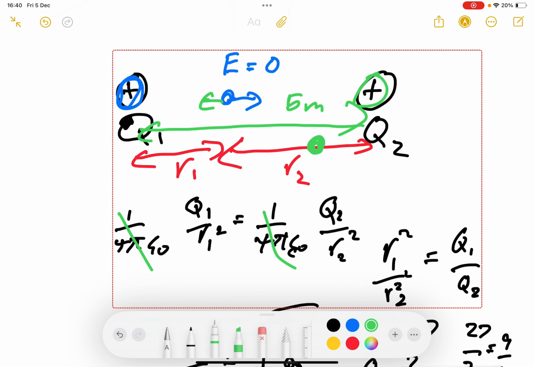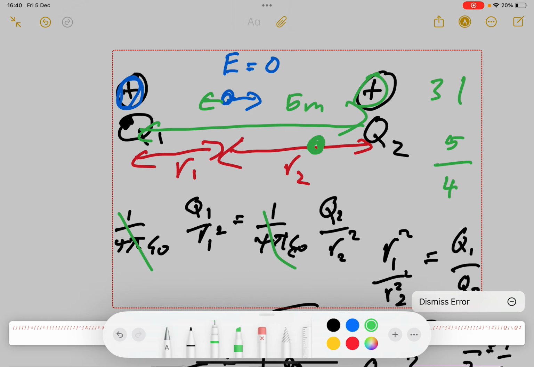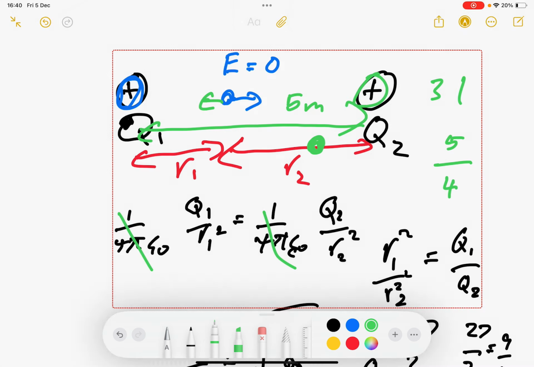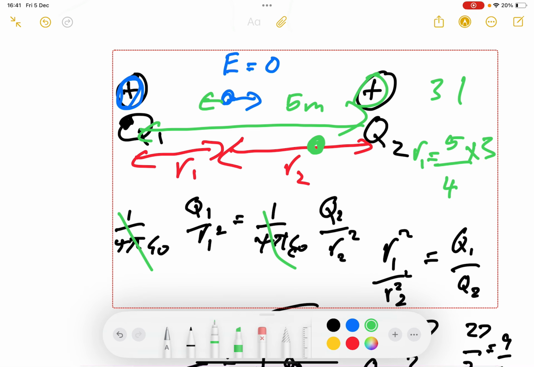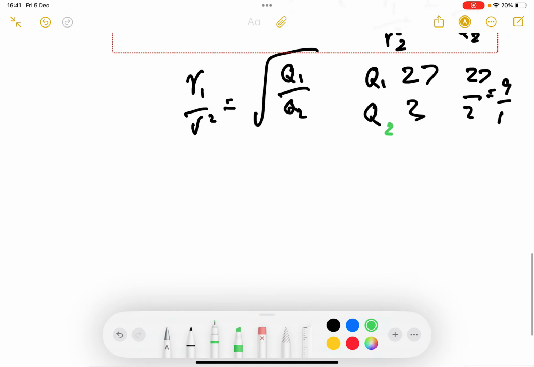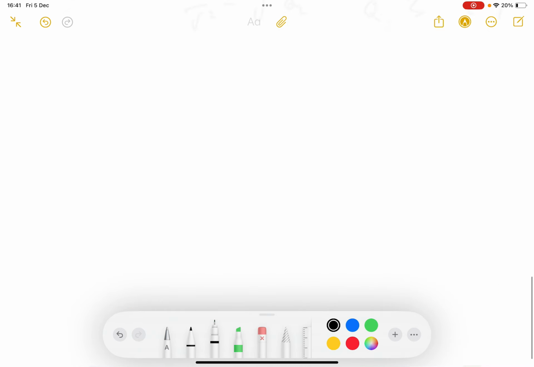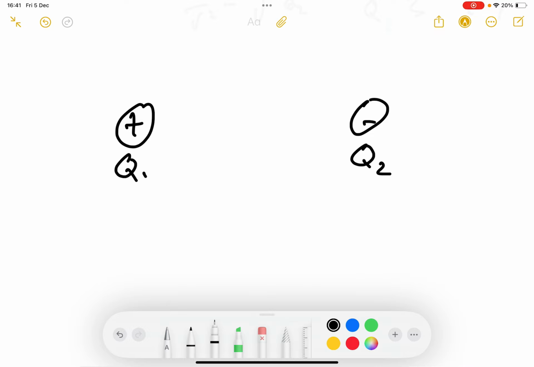So we're dividing 5 metres into 4 parts because it's a 3 to 1 ratio, of which 3 of those parts are R1. Okay, and then obviously R2 you can either do by saying it's one of the 4 parts or just taking it away from the 5 metres. Right, and then we've got to do the same if we have a plus charge Q1 and a minus charge Q2.